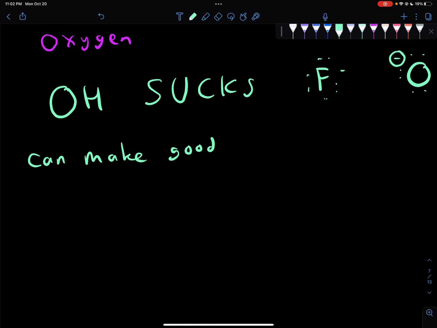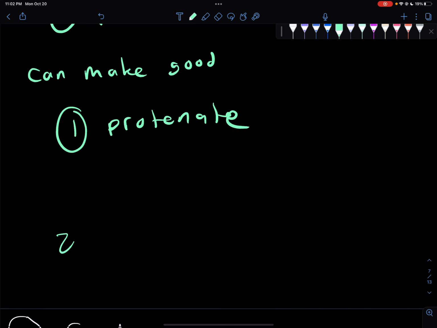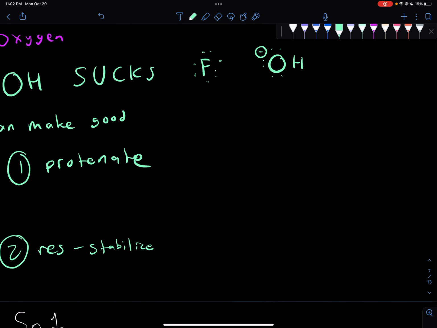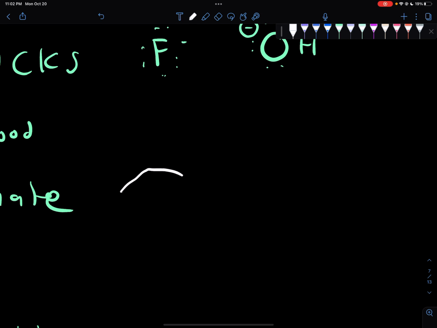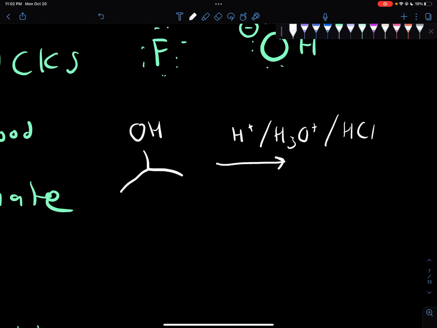There's two main ways to do this. One is to protonate, and option 2 is to resonance stabilize. So for protonation, you can have this, and you can literally just write H plus, or you can write a strong acid. So we'll do H3O plus or HCl. If you do this, wait one second. Really quick disclaimer: try not to use H2SO4. I'll explain later on. Try not to use it, and also just try not to use an acid.